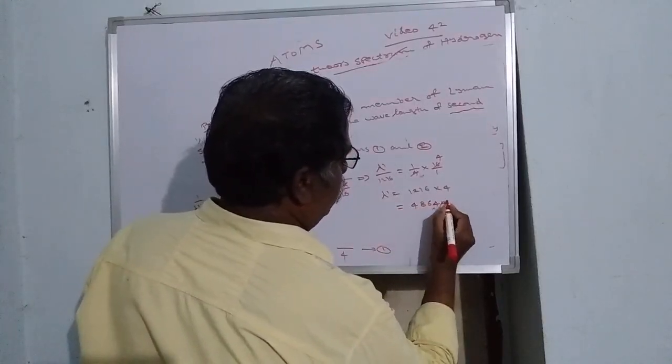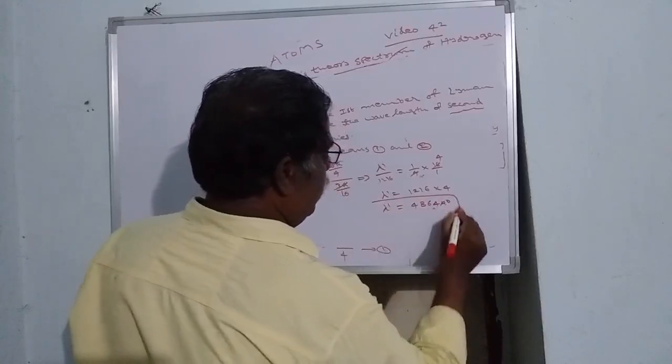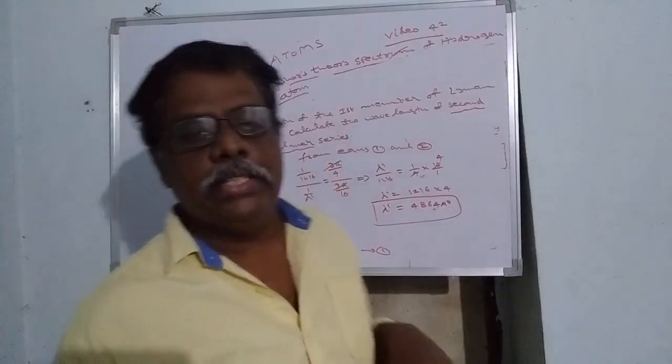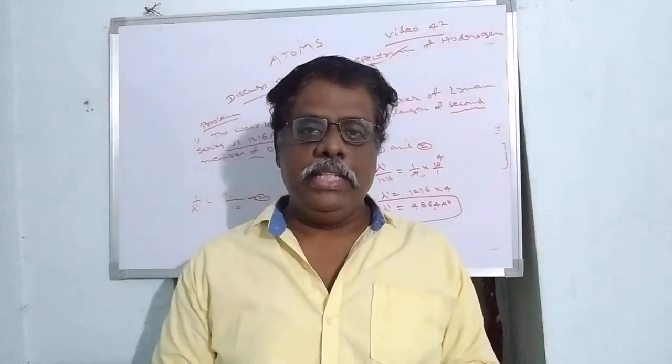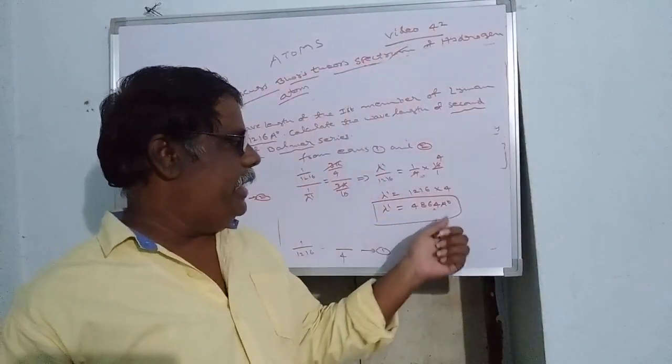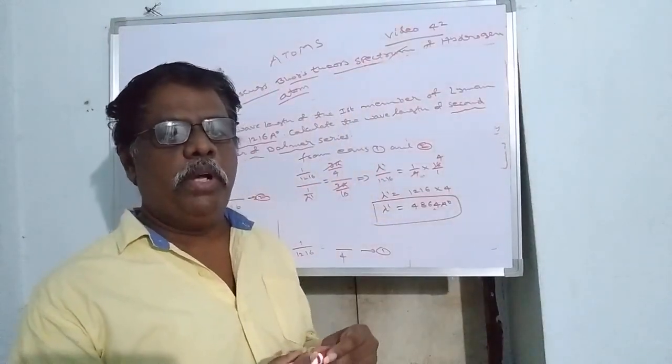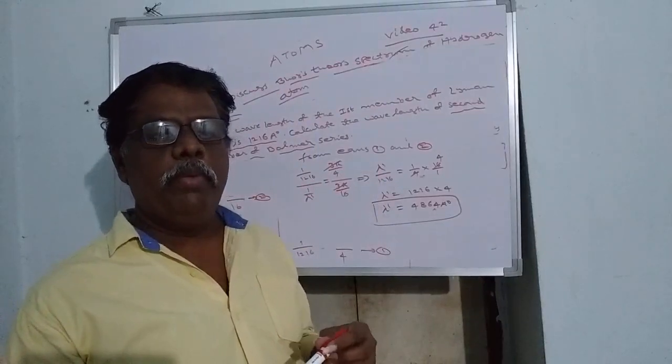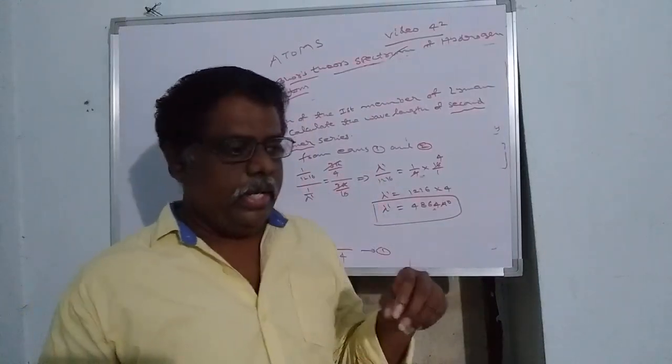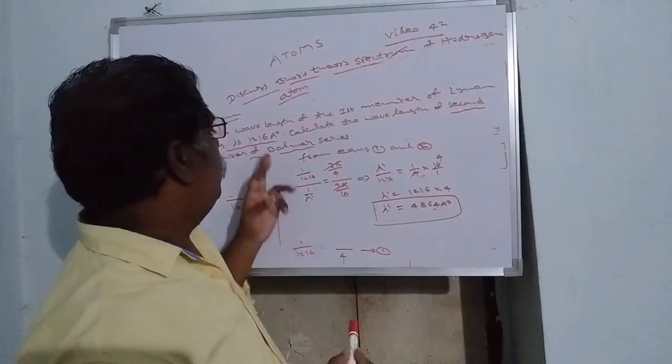4864 angstroms. So, we have calculated the wavelength for the second member of Balmer series. We get 4864. This is the 4 marks problem. Very important problem in the public examination. Last year they asked for 4 marks.